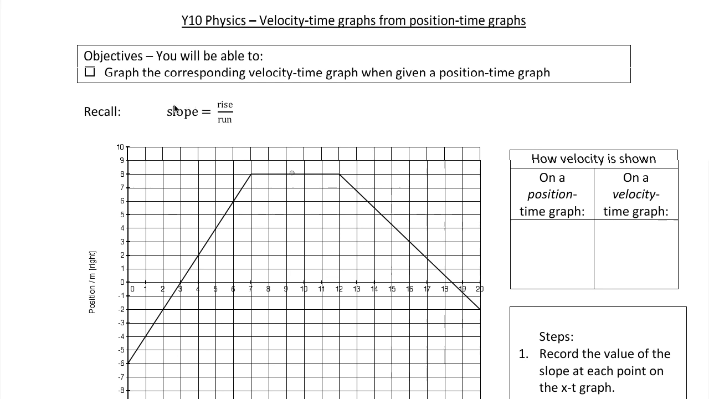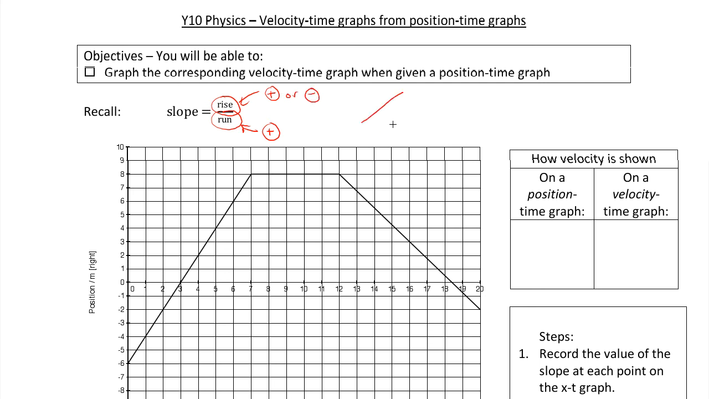In this lesson, we're going to learn how to graph velocity time graphs when we're given a position time graph. So first, let's remember that slope is rise over run. And because time moves on towards the right in our position time graphs, run is always going to be positive. Rise, however, can be positive if the graph is going up or negative if the graph is going down.